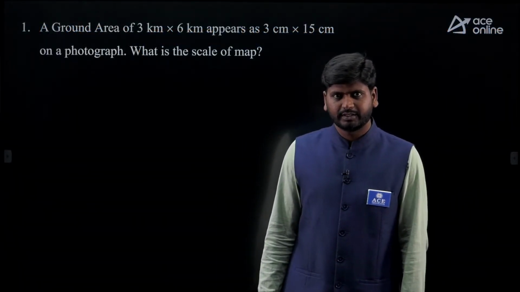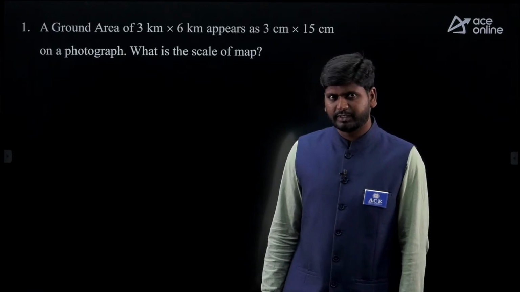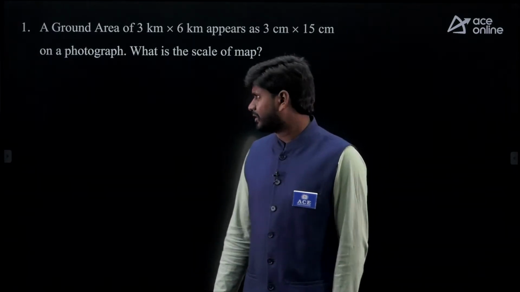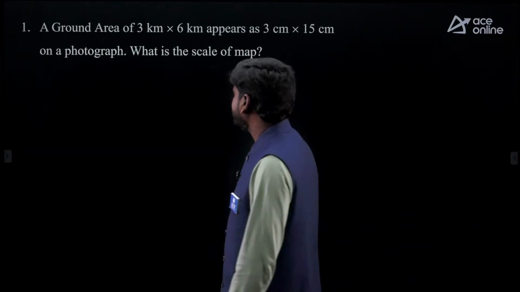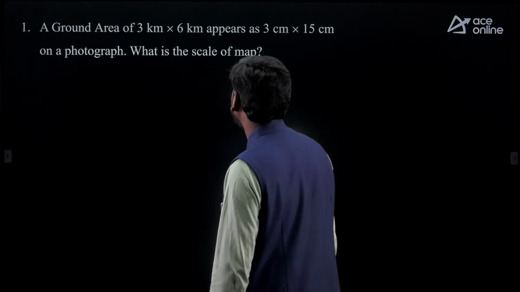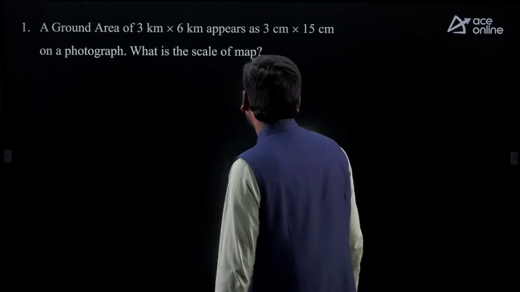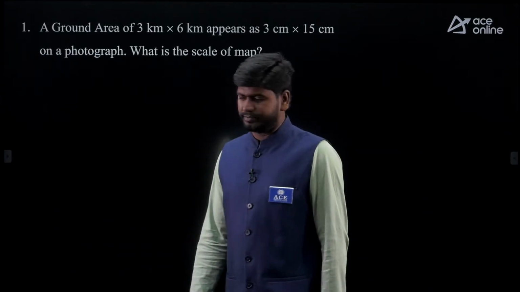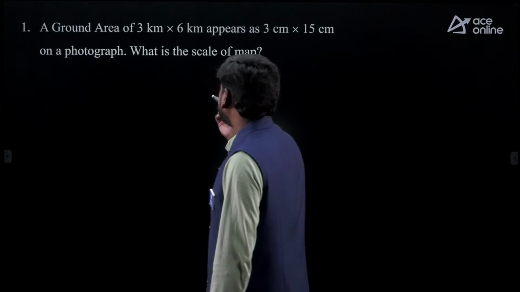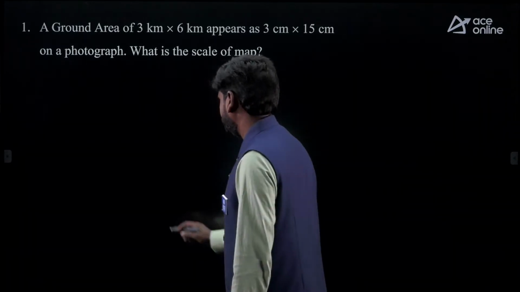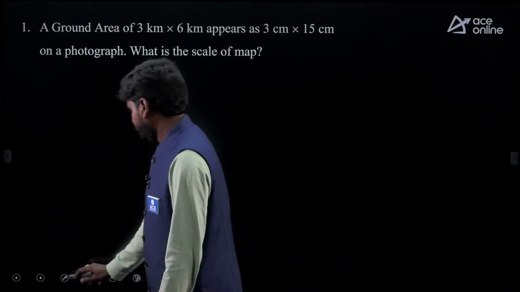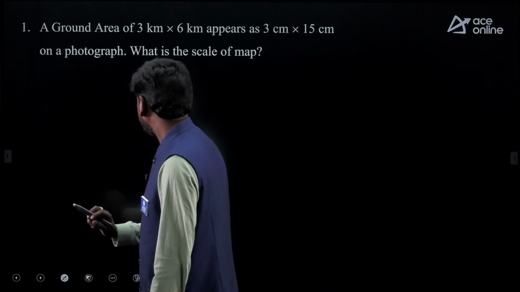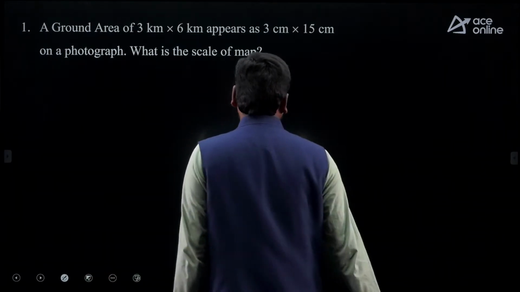Okay friends, now we will discuss surveying questions. The first question: a ground area of 3 km by 6 km appears as 3 cm by 15 cm on a photograph. What is the scale of the map? So he is asking us to find out the scale of the map.